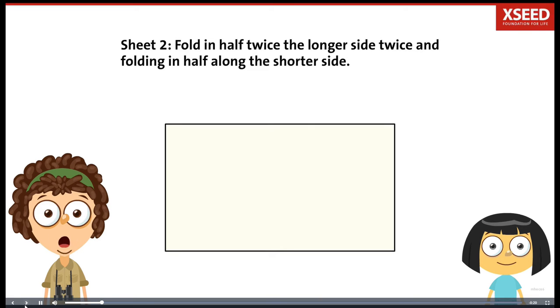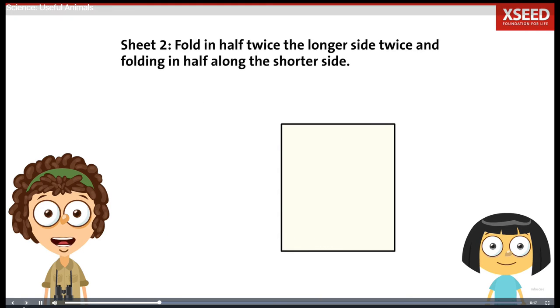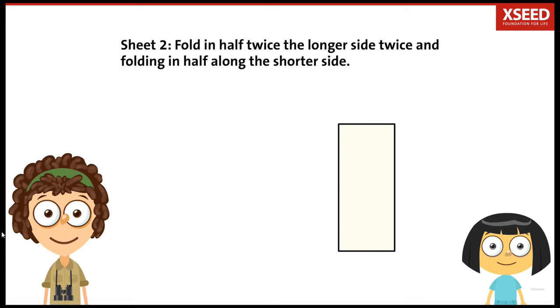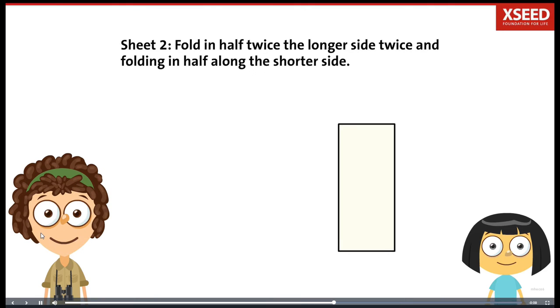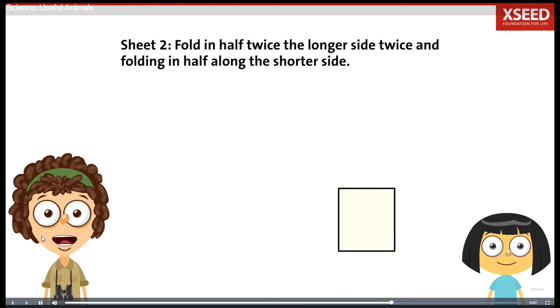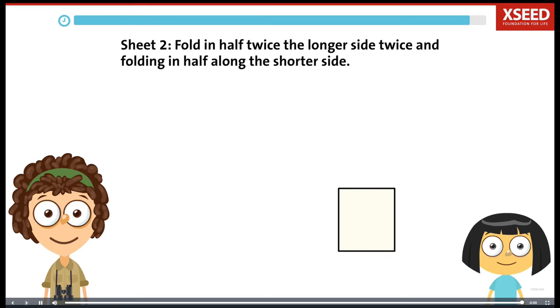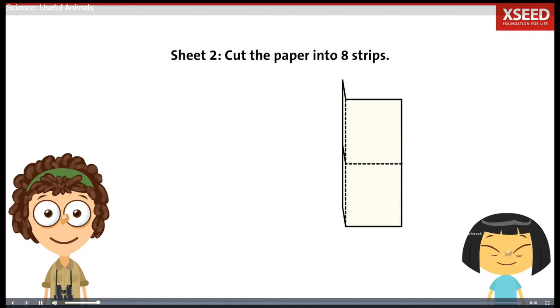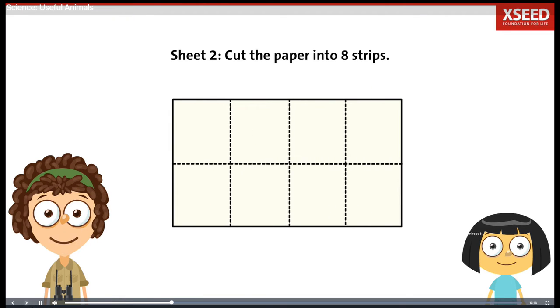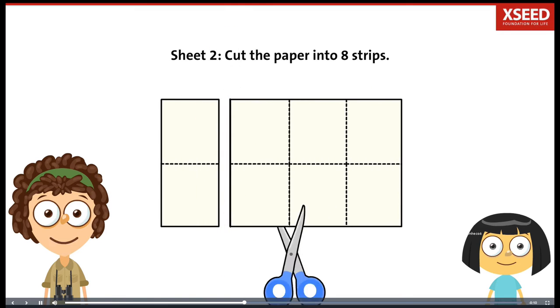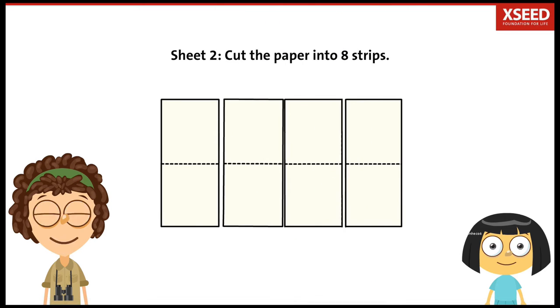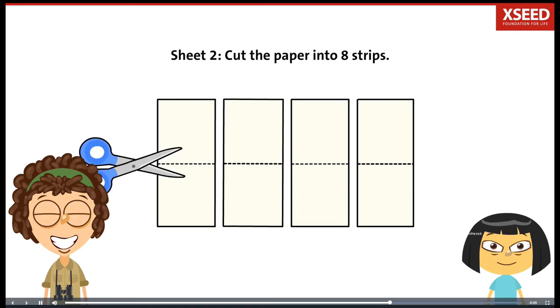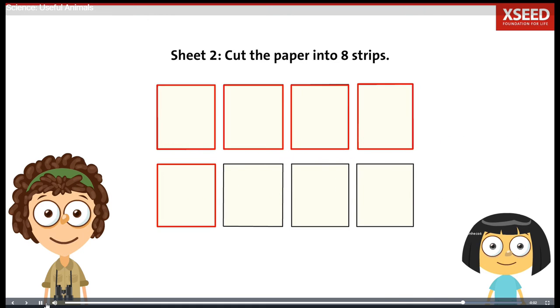Take the second sheet of paper and fold it in half along the longer side like this. Now fold this in half again along the same side, and then fold the sheet in half along the shorter side, like this. Open the folds. You will get 8 parts. Using your pair of scissors, cut the sheet along the fold lines. You will get 8 small strips of paper now.